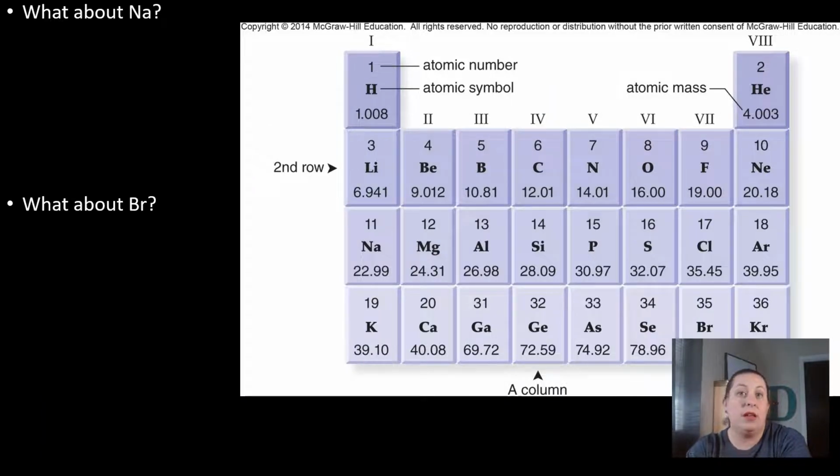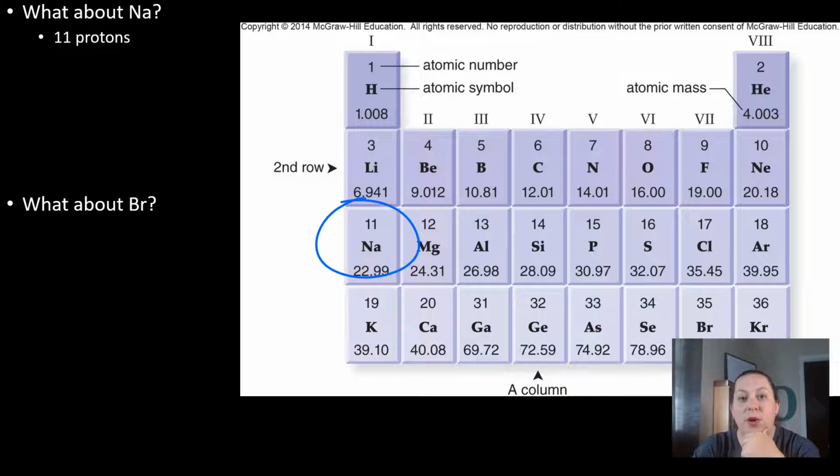All right, so what about sodium? If I'm looking at sodium, we do see that it has 11 protons. You see the 11 there? That's the atomic number, so it has 11 protons. It also has 12 neutrons. Now, how did we find that? If we look at sodium, it is 22.99 as its atomic mass. Well, that rounds up to 23. We can't have 0.99. So what is 23 minus 11? 23 minus 11 equals 12 neutrons.